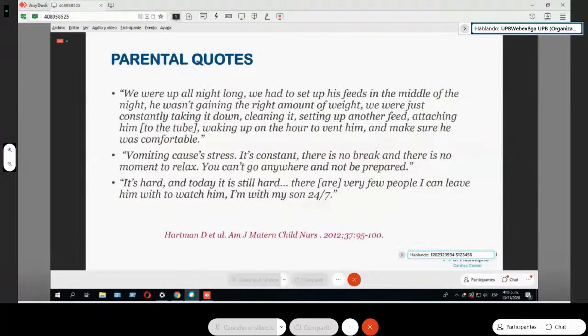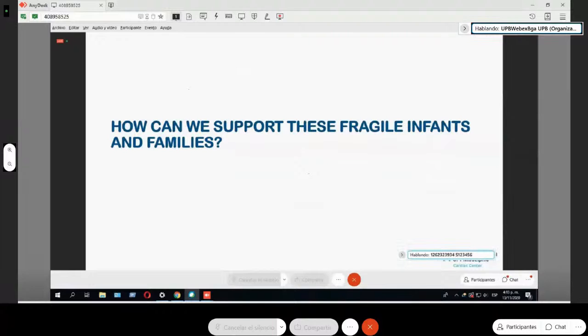Es también algo muy difícil y hoy es aún duro. Muy pocos podemos dejar a nuestro hijo. Yo estoy con mi hijo 24 horas al día, 7 días, y es un periodo muy estresante para mí.